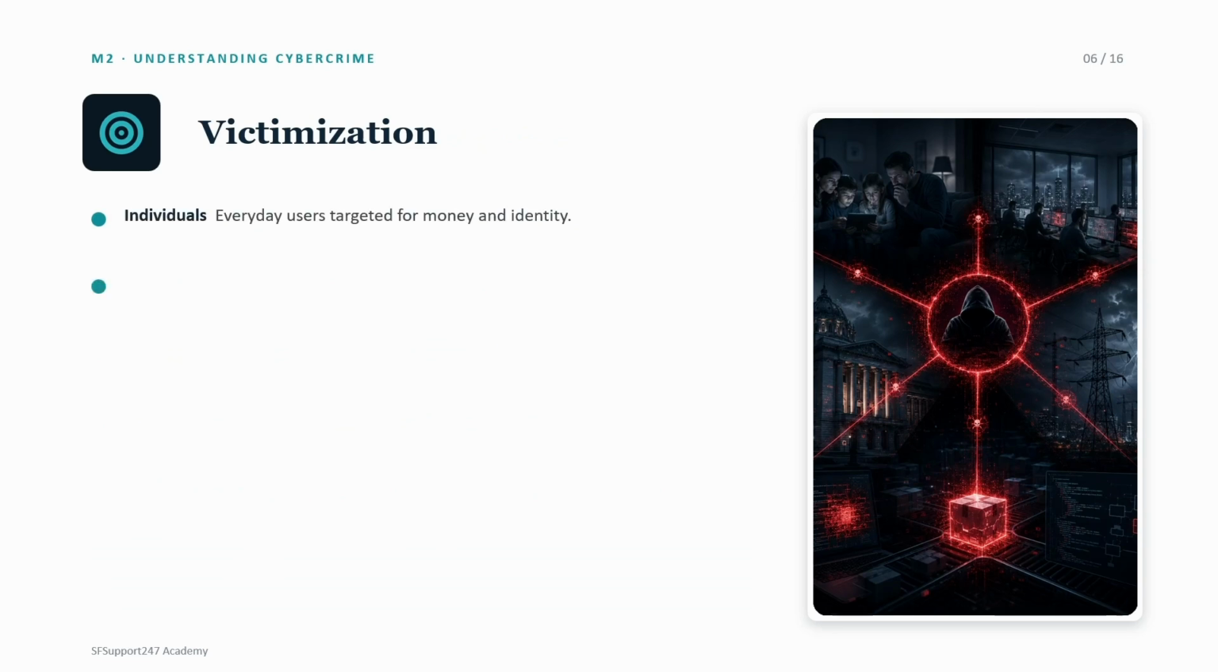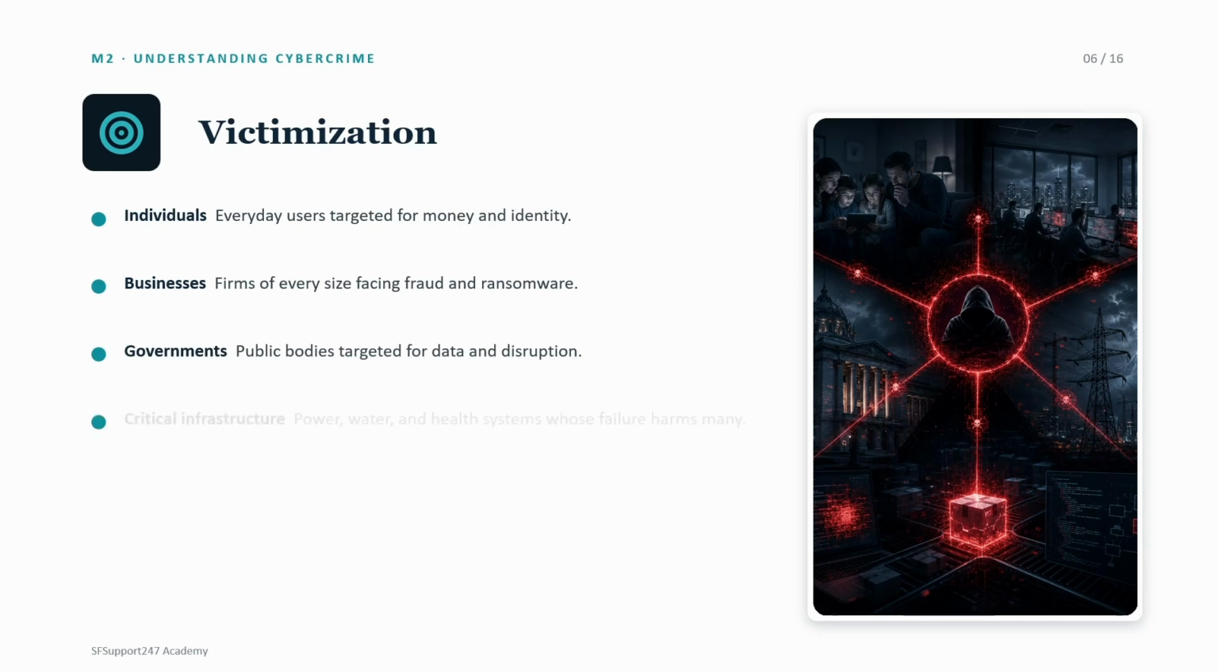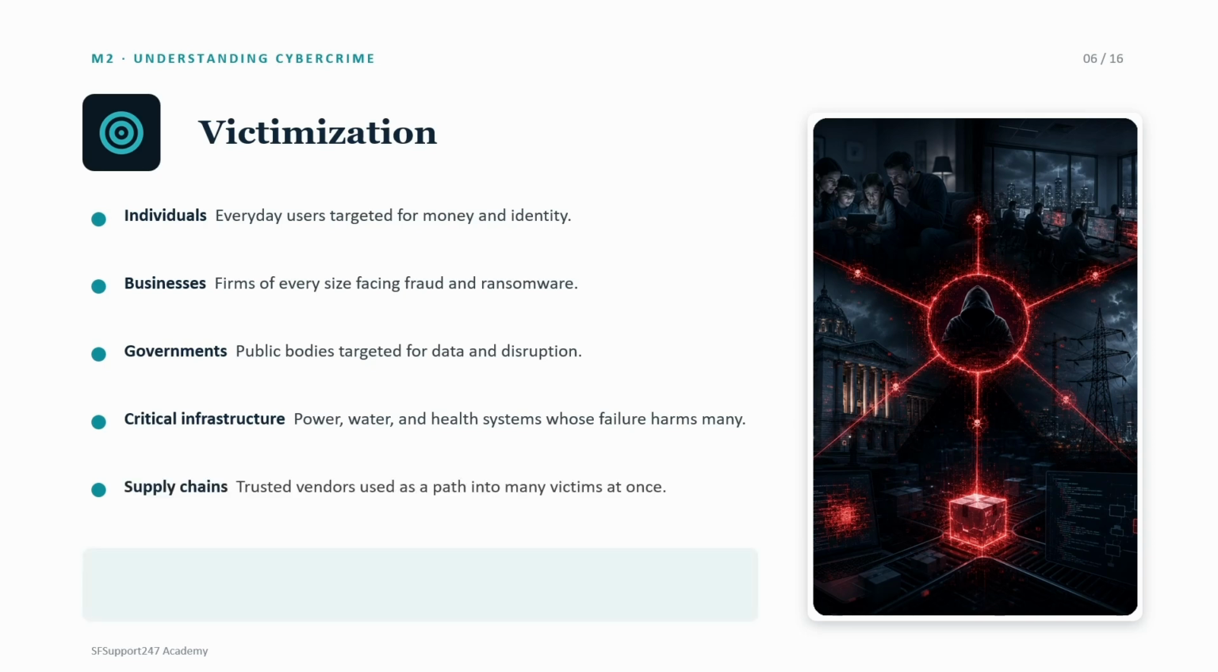Victimization. Individuals can be victims of cyber attacks, businesses can be victims, governments can be victims, and so can critical infrastructure such as power, water, and health systems. When they fail, that impacts many people who live on or depend on that infrastructure and supply chains. Let's give two examples. One is Ukraine in 2015, where a cyber attack on the grid shut down the power for around 200,000 people.